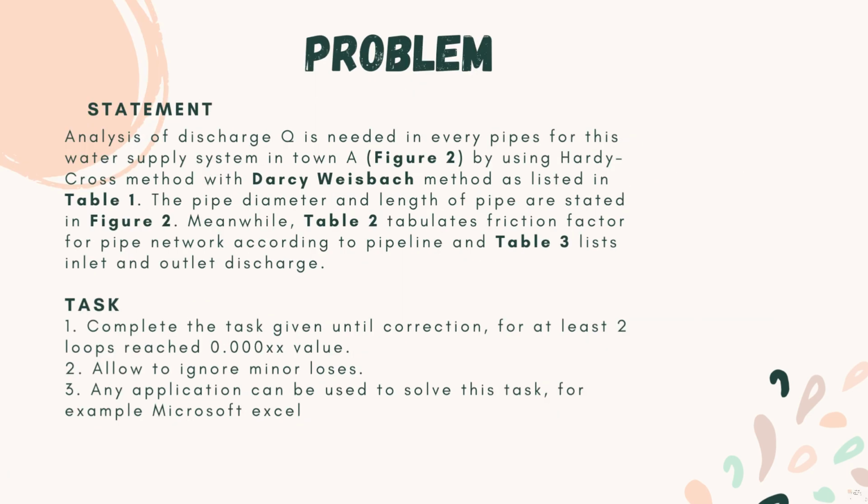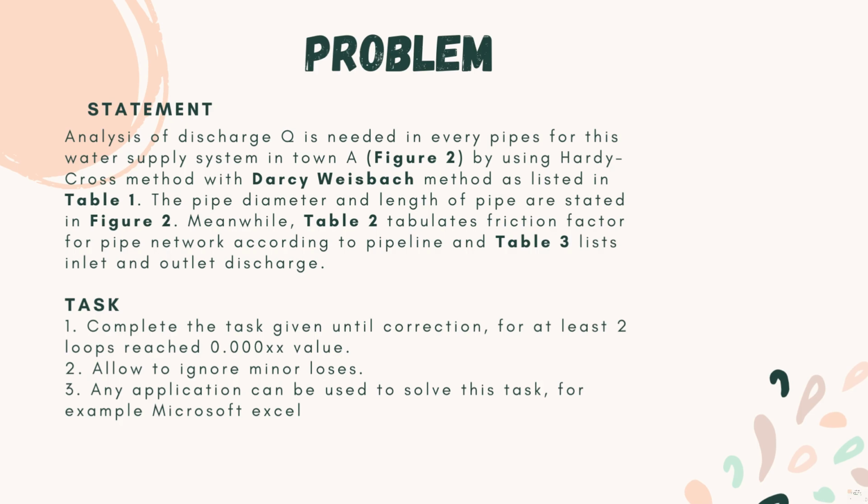For our problem statement, analysis of the discharge Q is needed in every pipe for this water supply system in town A, or figure 2, by using the Hardy-Cross method with the Darcy-Weisbach method as listed in table 1. The pipe diameter and length of pipe are stated in figure 2.